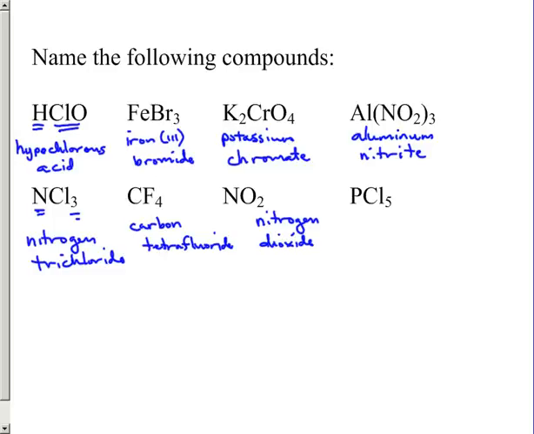The last compound is molecular again. Phosphorus is a nonmetal, chlorine is a nonmetal. We're going to use prefixes. That's going to be phosphorus pentachloride. And that's it.